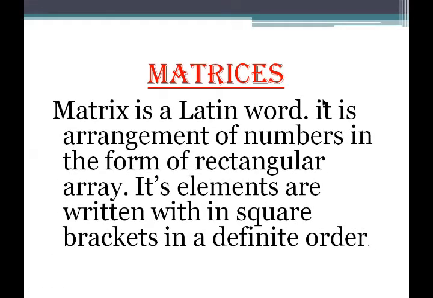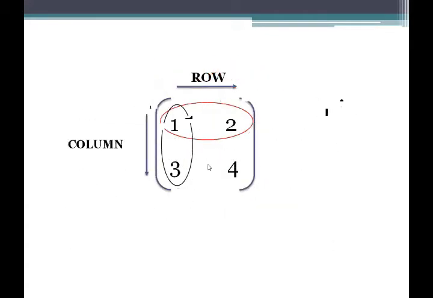Matrix is a Latin word. It is an arrangement of numbers in the form of a rectangular array. Its elements are written within a square bracket in a definite order. Means when we write numbers in a square bracket in a definite order, we call it a matrix, and matrix is a Latin word.